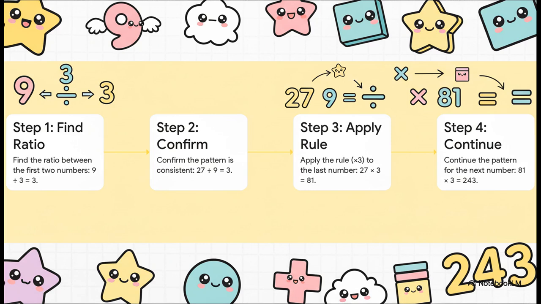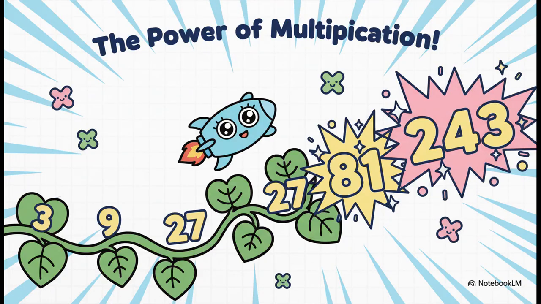To find that common ratio, we can divide the second number by the first. 9 divided by 3 is 3. Now let's confirm it. Is 27 divided by 9 also 3? Yes, so our common ratio is times 3. From here, we just apply that rule to continue the pattern. And look at that, the pattern just explodes. The next numbers are 81 and 243. See how quickly a geometric sequence can grow?